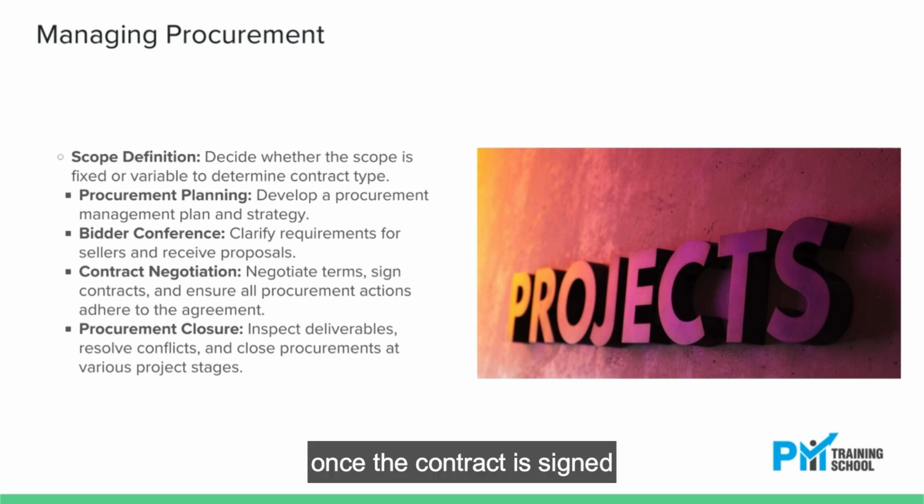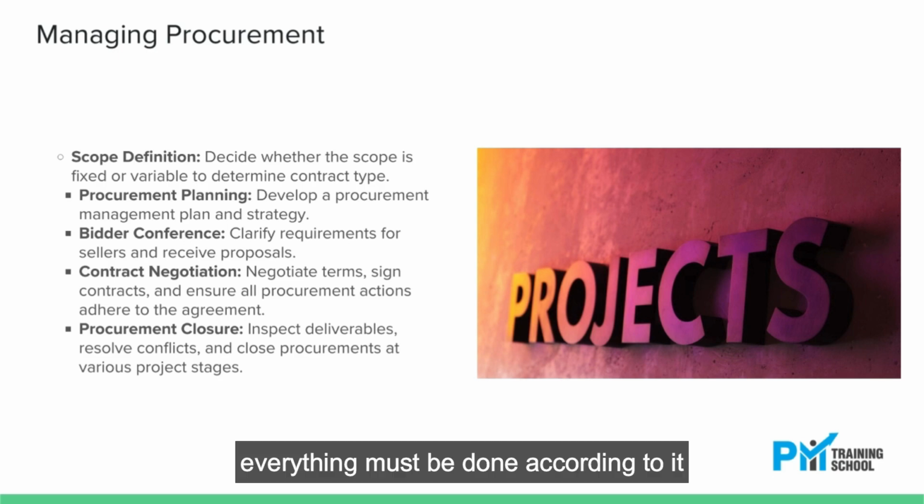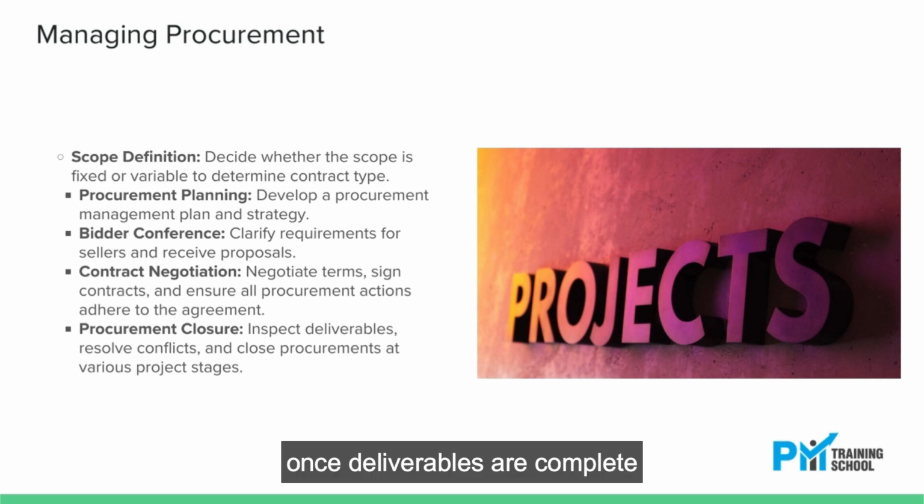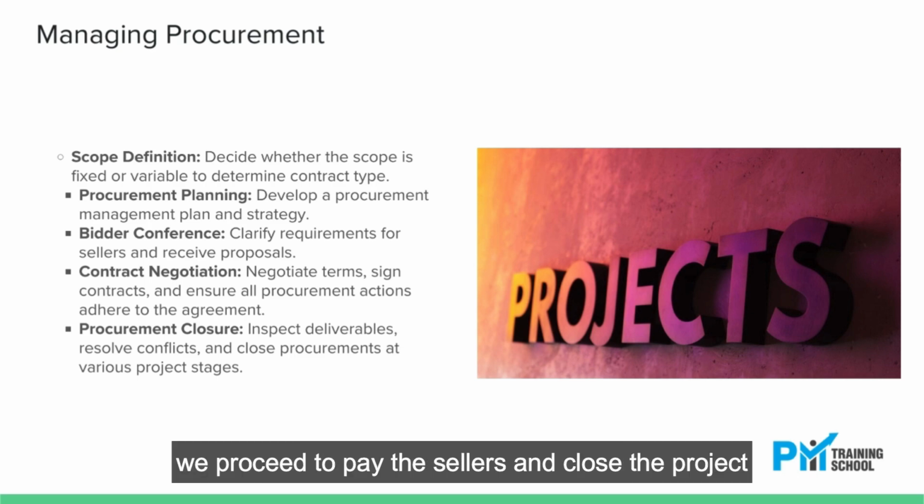Once the contract is signed, it becomes a binding agreement. Everything must be done according to it. If you want to do an audit of the organization, it must be mentioned in the agreement contract. Once deliverables are complete, we inspect them. If accepted, we proceed to pay the sellers and close the project.